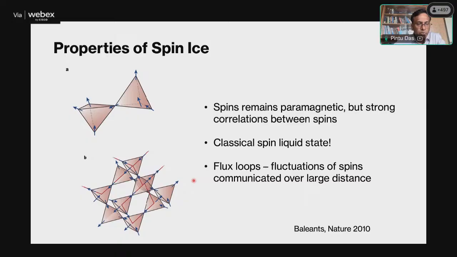In a pyrochlore lattice, the interesting thing is that because of these fluctuating spins, they interact with each other over large distances. You can see these kinds of flux loops. If you see this, there is a loop forming here, and around each of these tetrahedra. So this is one interesting property one can look at, how they behave.